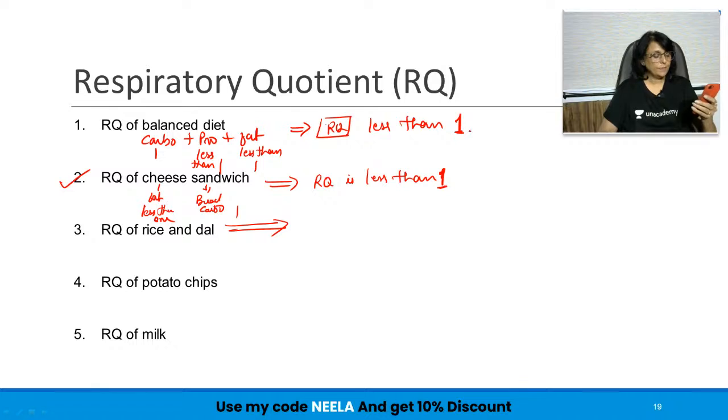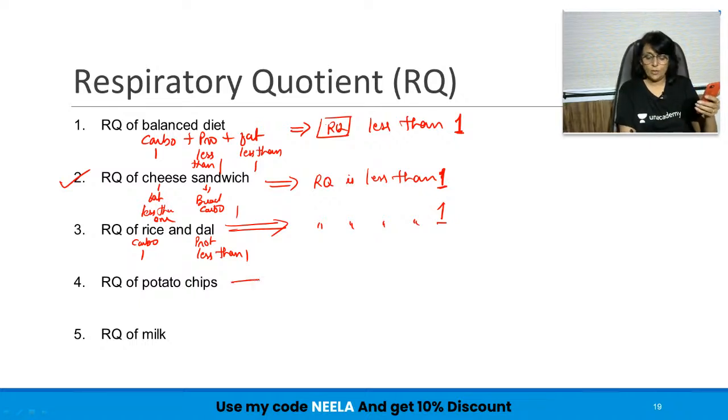RQ of rice and dal. Less than 1, rice and dal. What is rice? Carbohydrate. What is in dal? Protein. So carbohydrate is 1, protein is less than 1. So again RQ is less than 1. Rice contains carb, dal contains proteins.